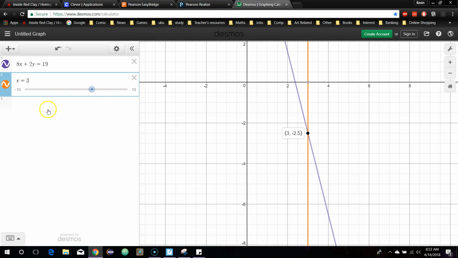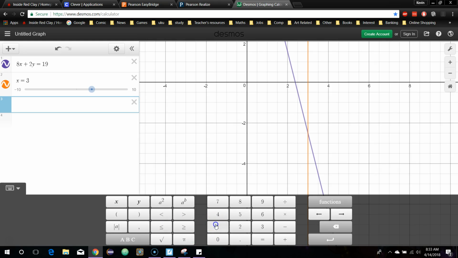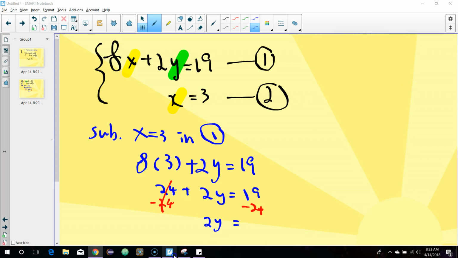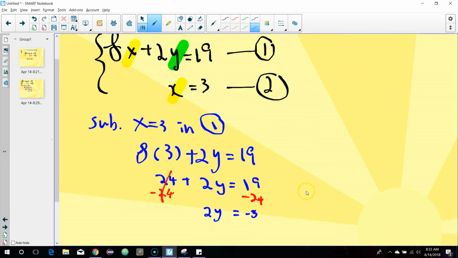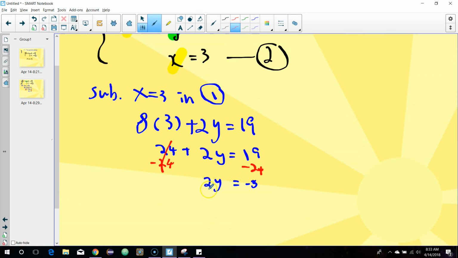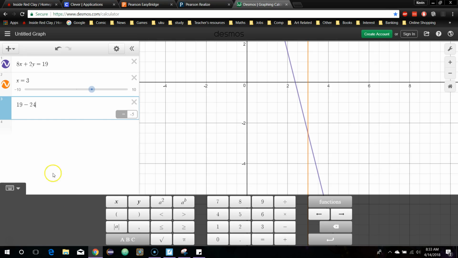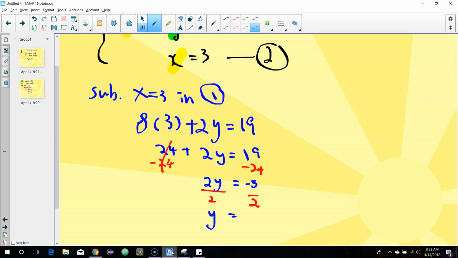If you cannot do it over here, 19 minus 24 is a negative 5, not positive, so it's negative 5. Finally, to get rid of this 2, you divide by 2 both sides. So y, negative 5 divided by 2, I'll do it over here. Negative 5 divided by 2 is negative 2.5.